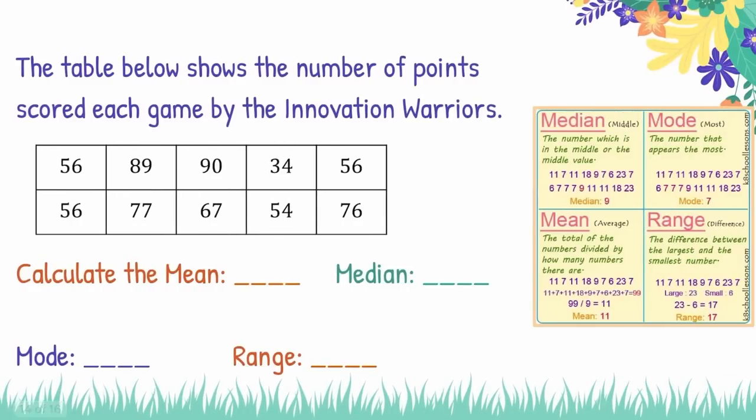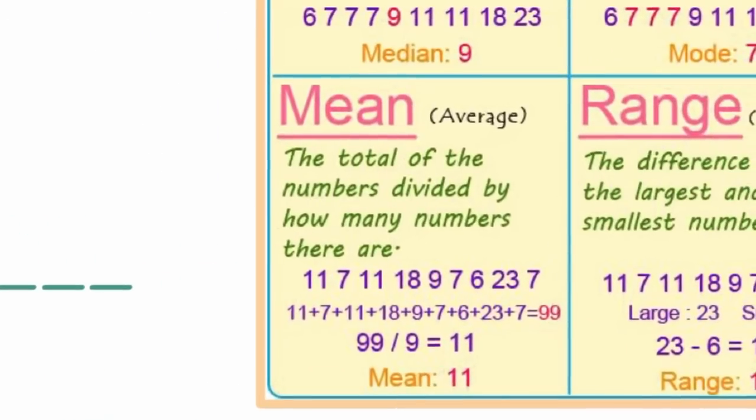All right, the table below shows the number of points scored by each game by the Innovation Warriors. So let's calculate some of these measures of central tendency, starting with the mean, and then we'll do the median, mode, and range. So what would be the mean?